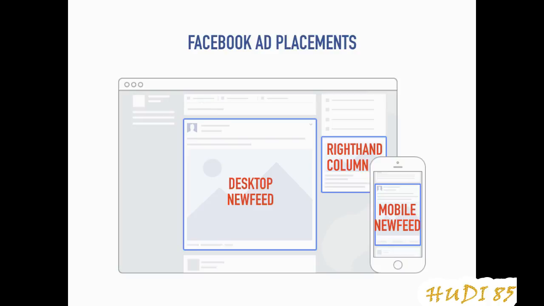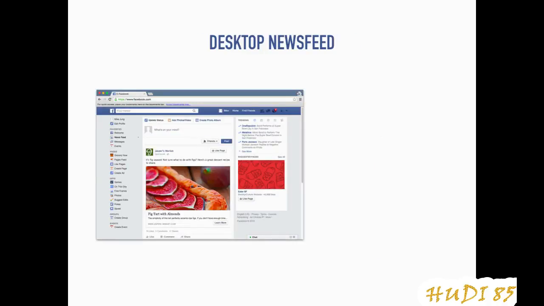Now we're going to look into each one of these ad placements, and I'm going to share some of my findings and experiences with these placements so that you can better understand the right usage of these placements. The first one we want to look at is desktop newsfeed. Desktop newsfeed lets you show ads on newsfeed when a user accesses Facebook on desktop.